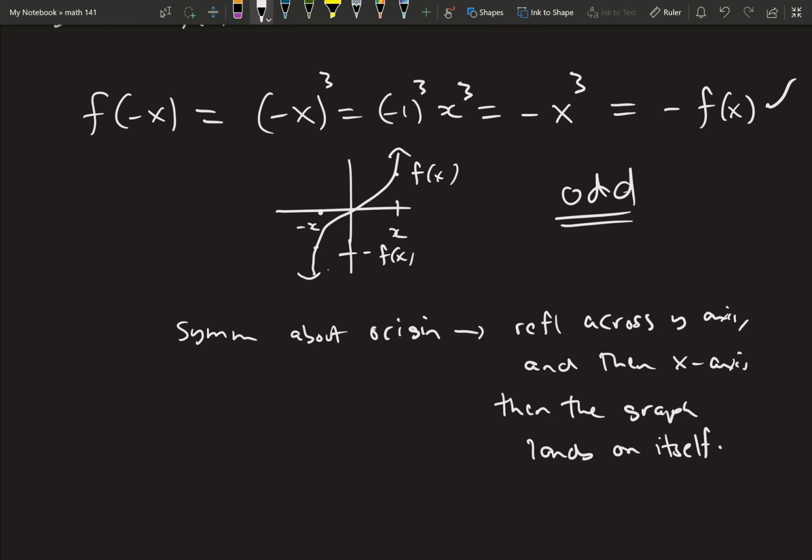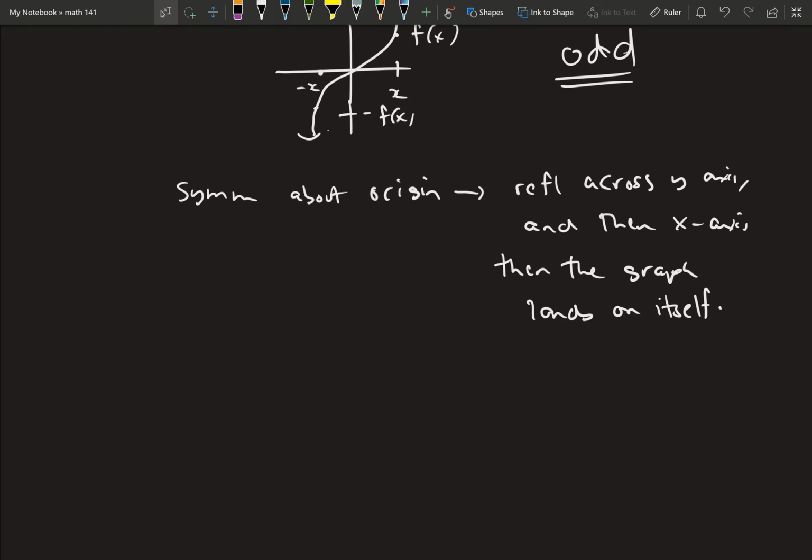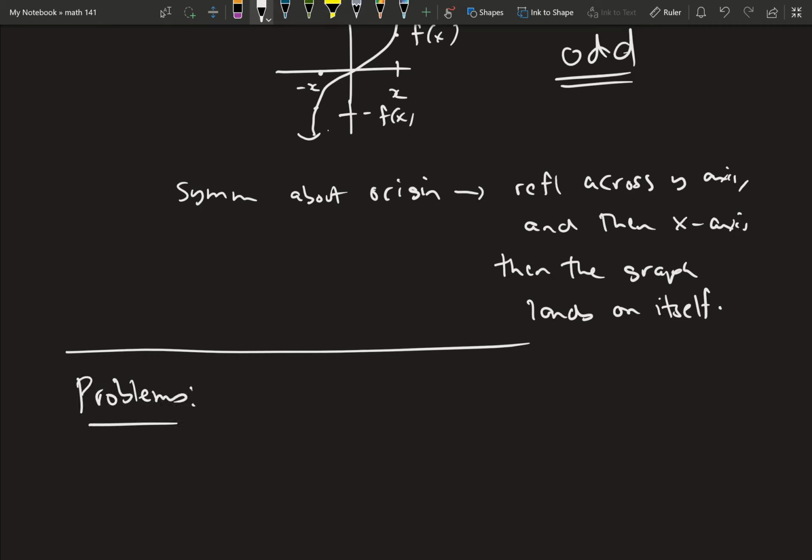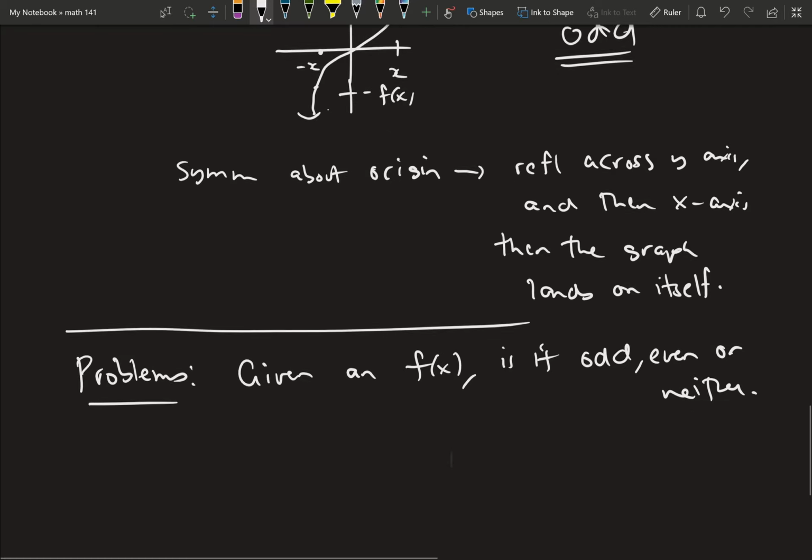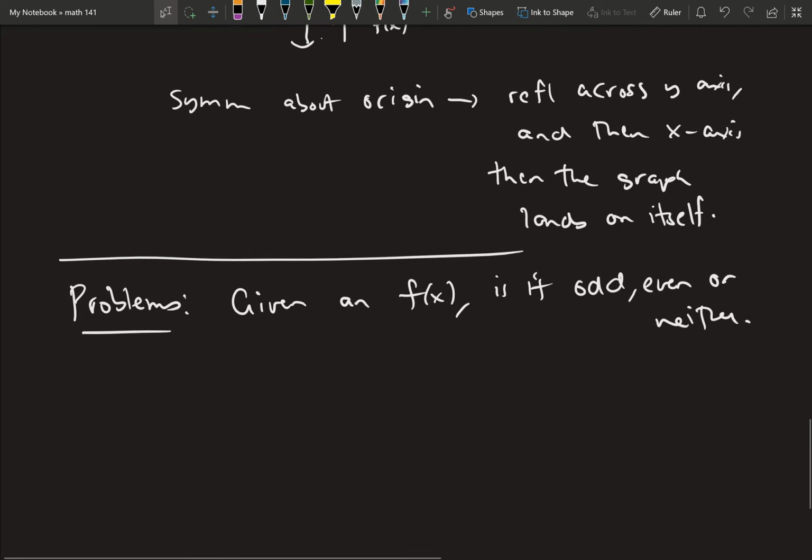So the types of problems that you get is given a general function to check. So the problems will be given an f of x. Is it odd, even, or neither? Because all functions are either odd, even, or neither. So let's do a couple of examples and then we'll stop.